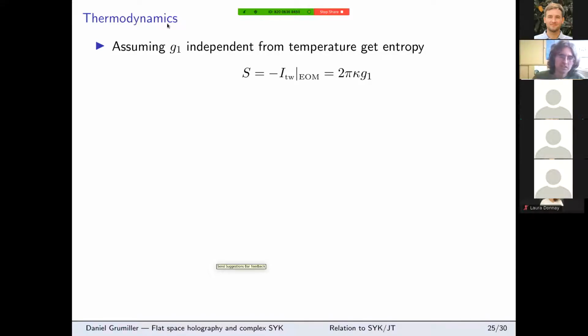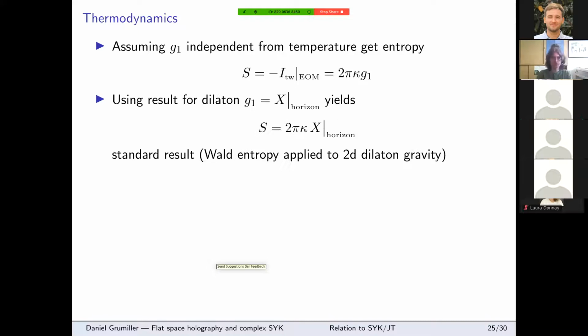So if we assume that the constant G1 is independent from temperature, we immediately get the entropy is just given by minus the on-shell action. So it's 2 pi kappa times G1. Can this make sense? Well, if you use the result for the dilaton using the equations of motion, you find that G1 is the dilaton evaluated at the horizon, so that this formula here essentially reads that the entropy is given by the dilaton evaluated at the horizon. And this is indeed a well-known standard result in generic two-dimensional dilaton gravity. You can easily obtain this by applying, for instance, Wald's neutral charge technique to deduce the entropy for two-dimensional dilaton gravity. And then you find it's the dilaton at the horizon.